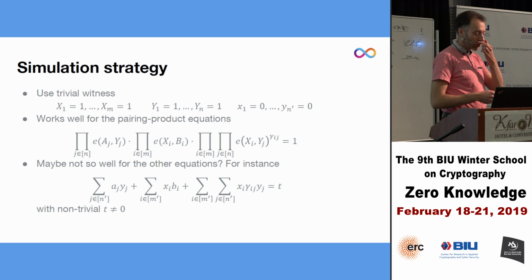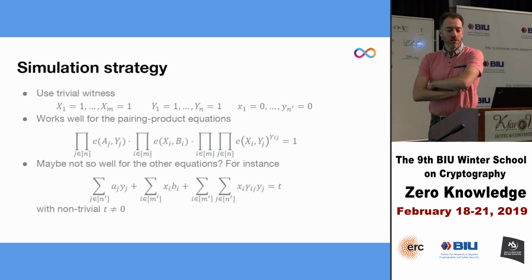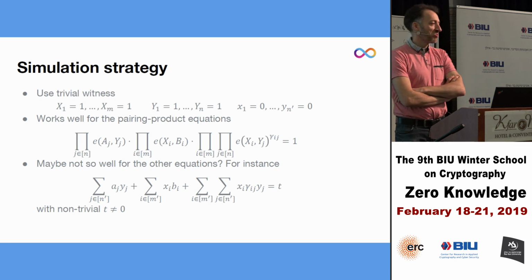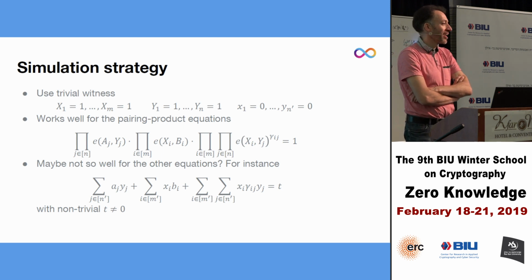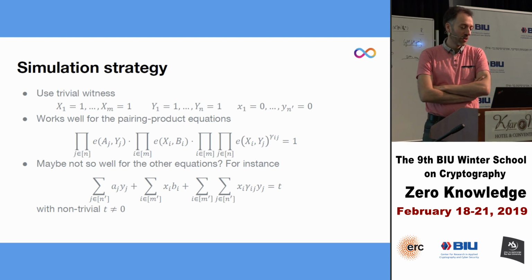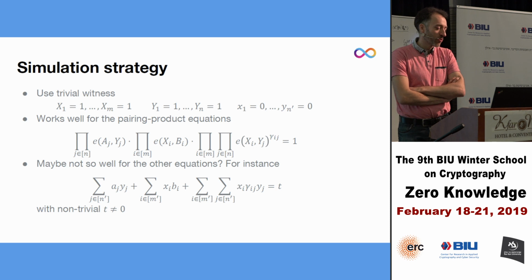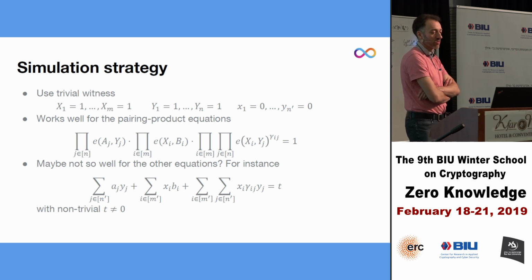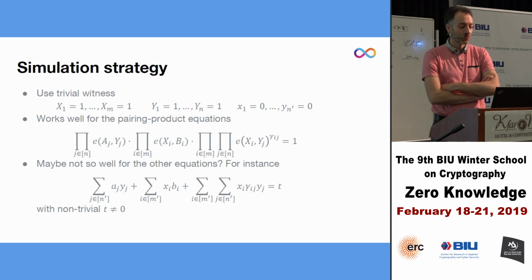Okay? So if we go back to pairing product equations, right? What was our simulation strategy? Just take the trivial witness, let everything be 1, and that's also a good witness, and we'll just use that as our witness and prove things. And that works well for the pairing product equations because they pair up to 1. It doesn't work quite so well for the other equations, right? Because there you actually want to pair up towards something non-trivial.